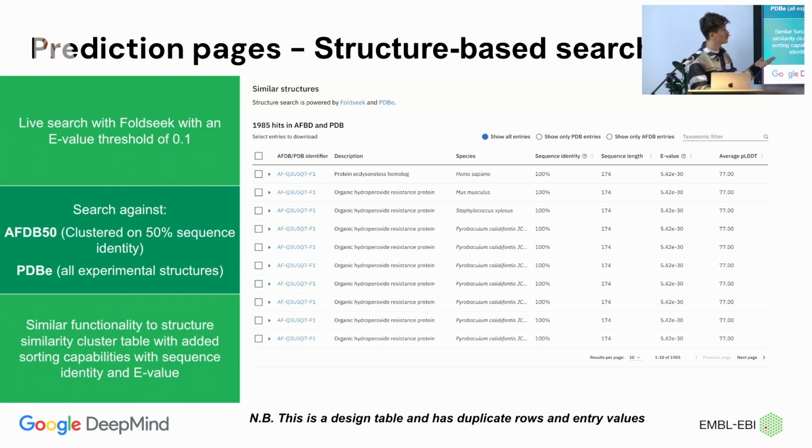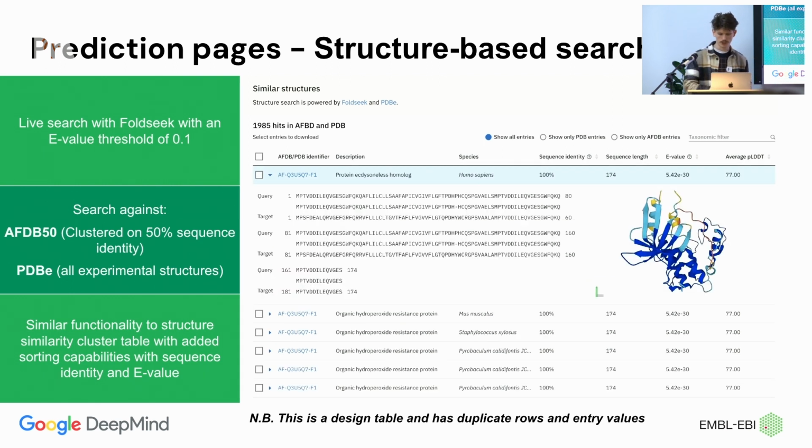So if you look at the table, it's mostly the same. It's very similar functionality to the other table I showed you. But it's got additional sorting capabilities. So as metrics from Foldseek, you can sort by sequence identity and also the e-value to kind of score the hit. And I thought I'd show you as well, if you do a drop-down list, you can actually see the pairwise alignment of the two and the structure that it matches with.